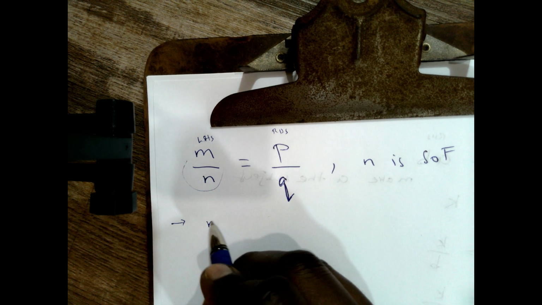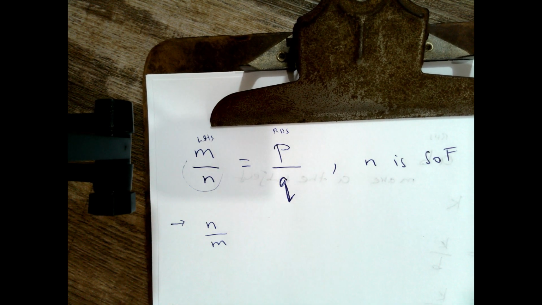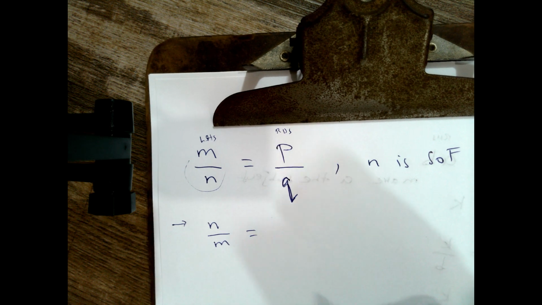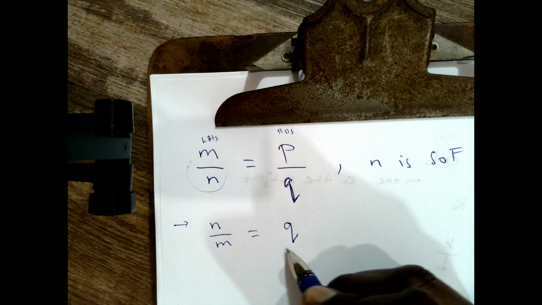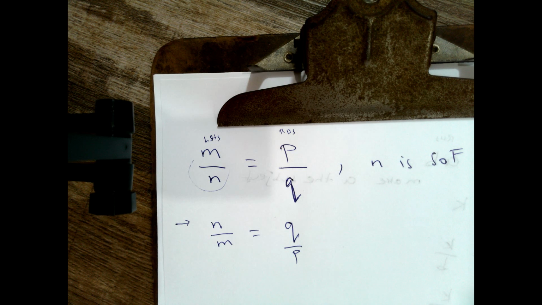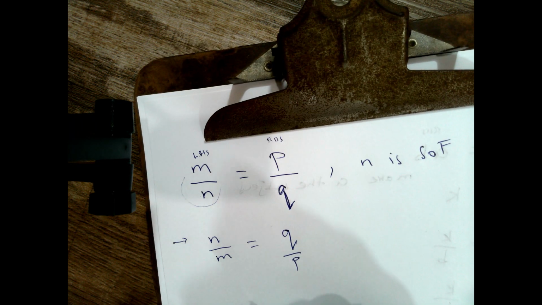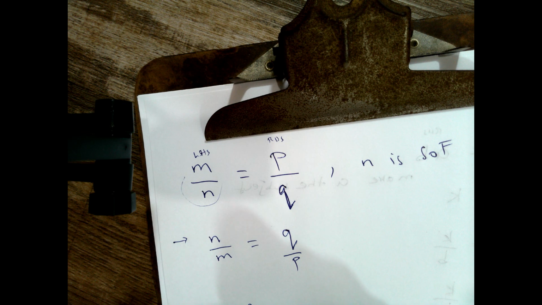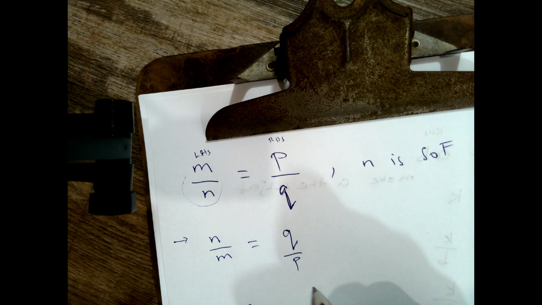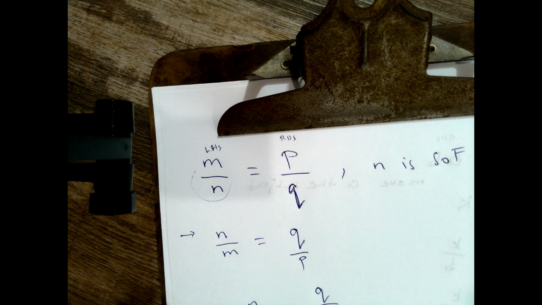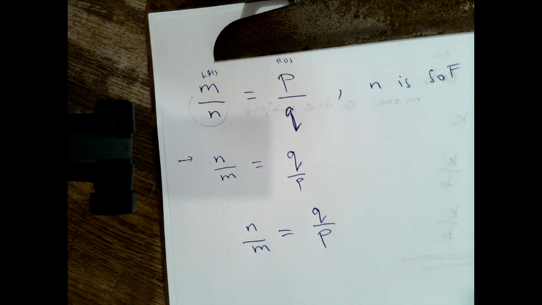So we end up with n on m equals q on p. Alright, so that's the result of that first operation, inverting both sides. Now, let me write it a little bit better, n on m equals q on p. So we have this equation.